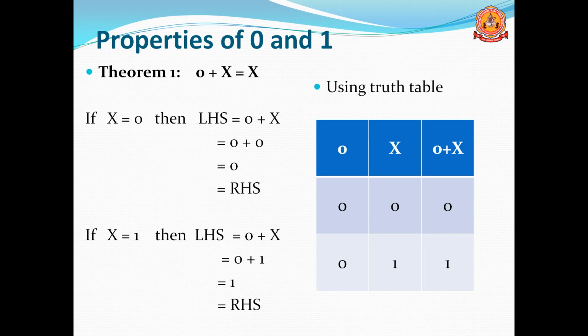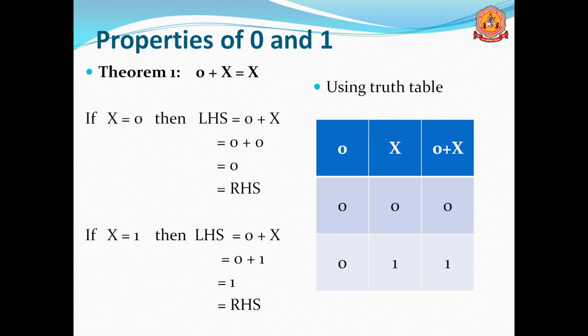Then if x is equal to 1, the left hand side is equal to 0 plus x. Then 0 plus x is 0 plus 1. According to the OR operation, it is 1, which is equal to the right hand side.